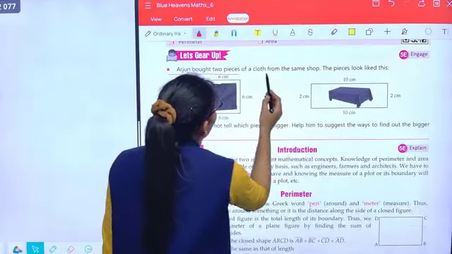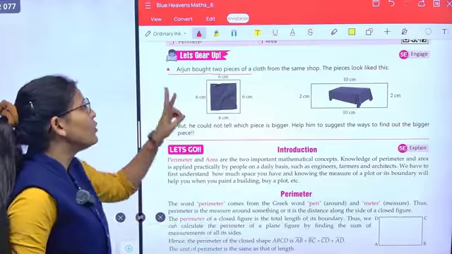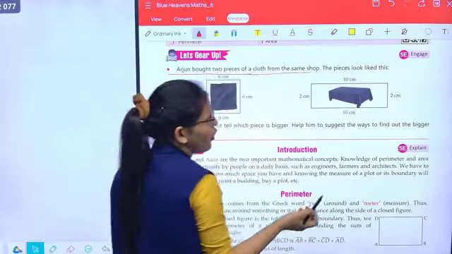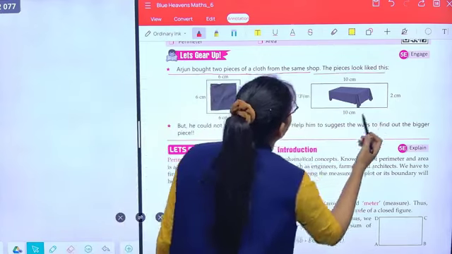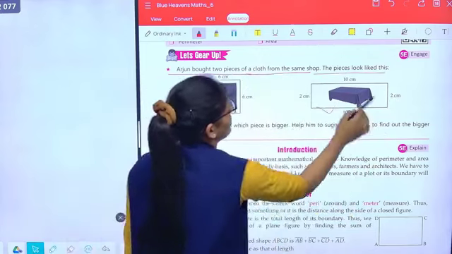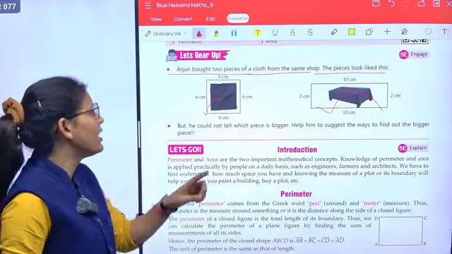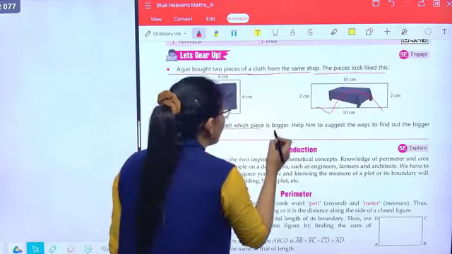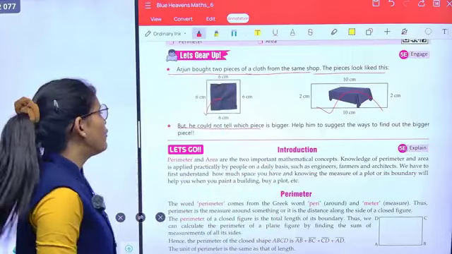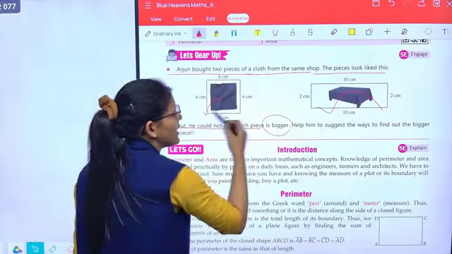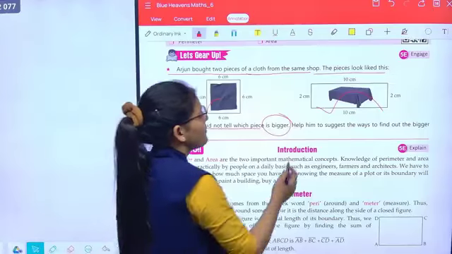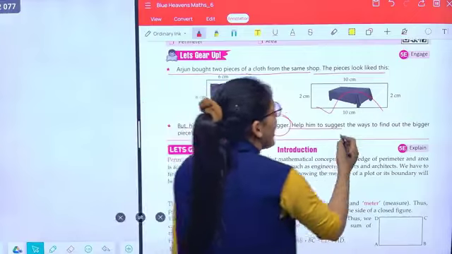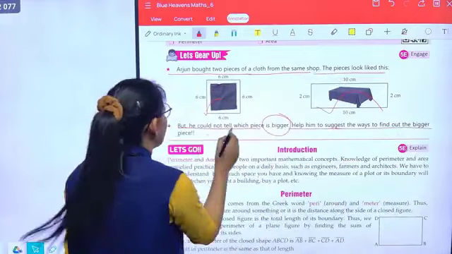Class, Arjun bought two pieces of cloth from the same shop. The pieces look like this and this. But he could not tell which piece is bigger. Now help him by suggesting ways to find out the bigger piece, class.